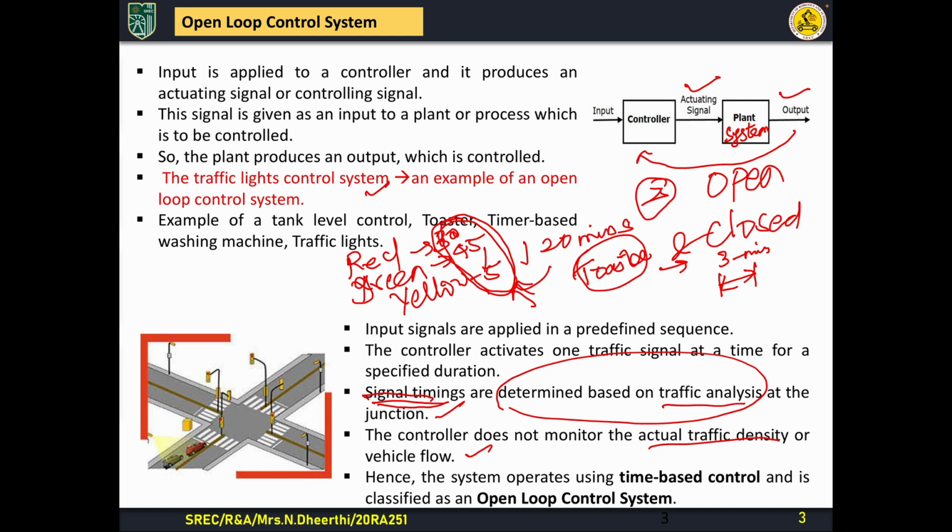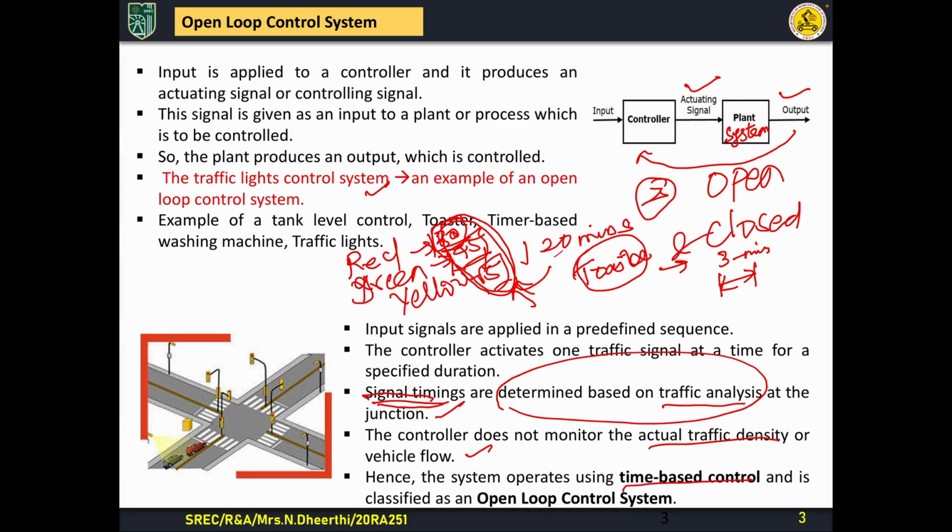So it is like a previous study analysis, and this time is set. That particular light will be on based on the time sequence, and after that the green light will be on for 45 seconds, and then the next yellow light. So that sequence is done continuously. This is one example, where the time based control is done.